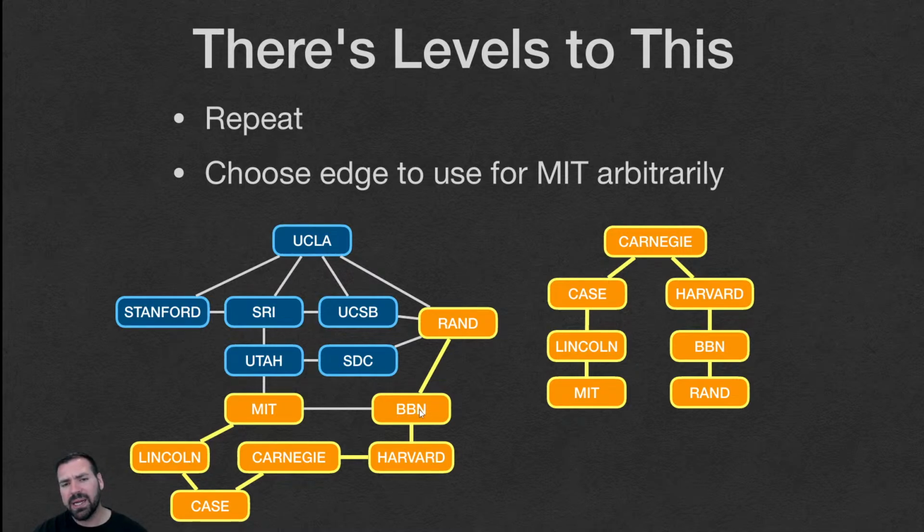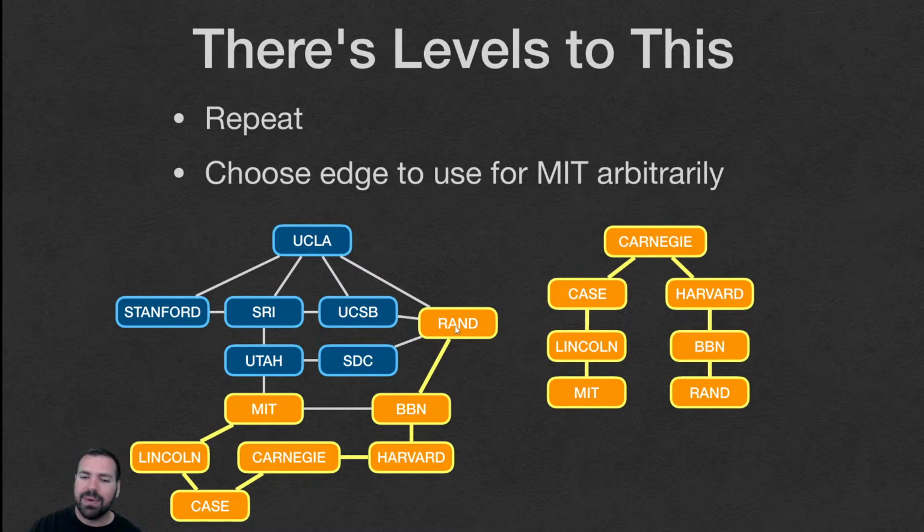We're never going to rediscover a node. If a node's already been discovered, we don't go discover it again. So when BBN sees MIT as its neighbor, it sees that it's already been explored and skips it. Likewise with Harvard. BBN is going to say, Harvard, oh, it's one of my neighbors, but it's already been explored. So I'm going to skip it.